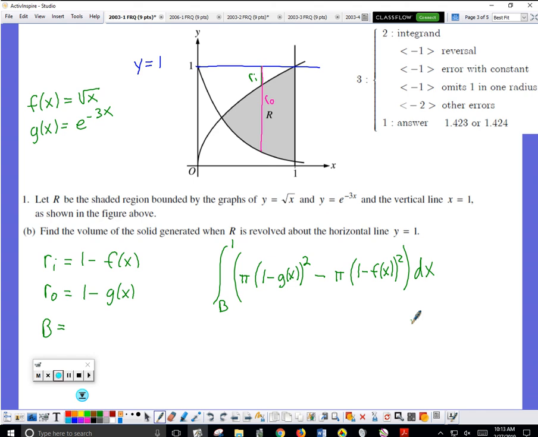I want to find the volume of all the slices. I integrate. The way points are awarded, you get 2 points for this information. You get 1 point if you have the correct decimal answer. And this is calculated, so you would type it in your calculator. Question?